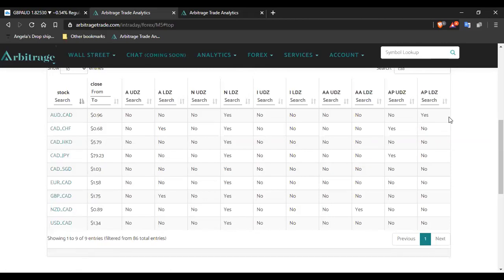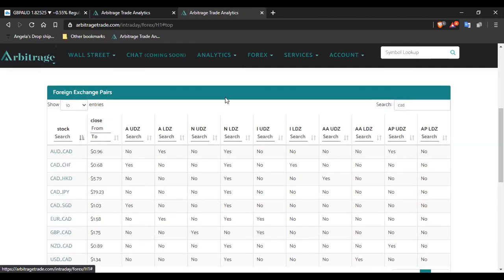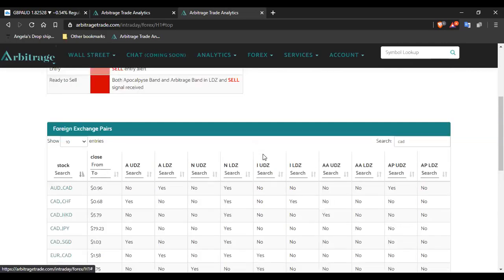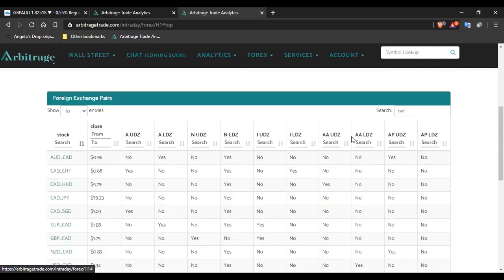CADJPY at the upper danger zone. Okay, then look over here, see if it's confirmed. CADJPY on the 1 hour. It isn't, but we'll still take a look at it, but it's not confirmed. It's probably just a little bit of a difference than what the 5 minute is showing.